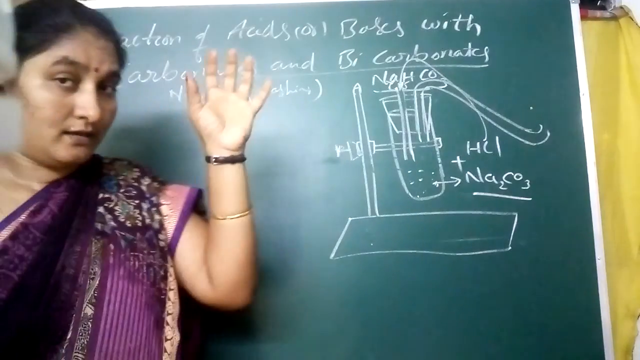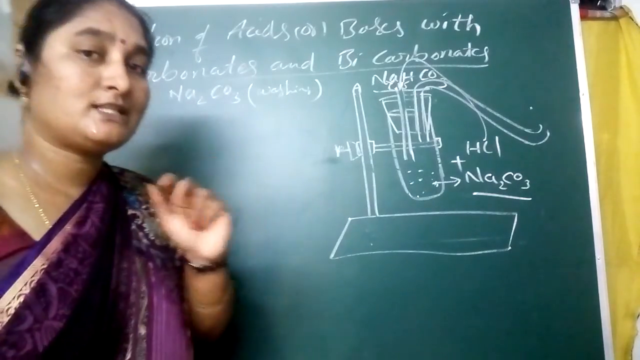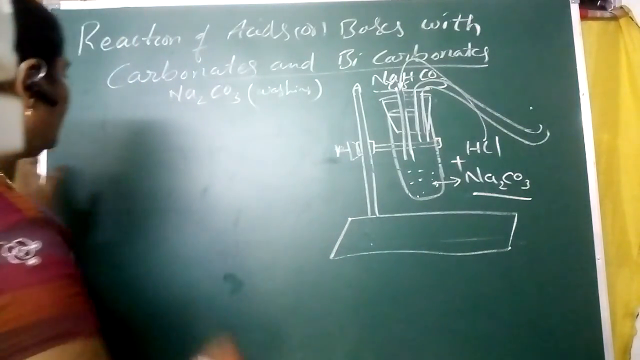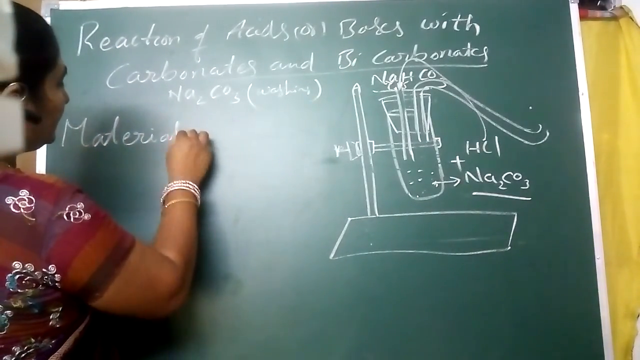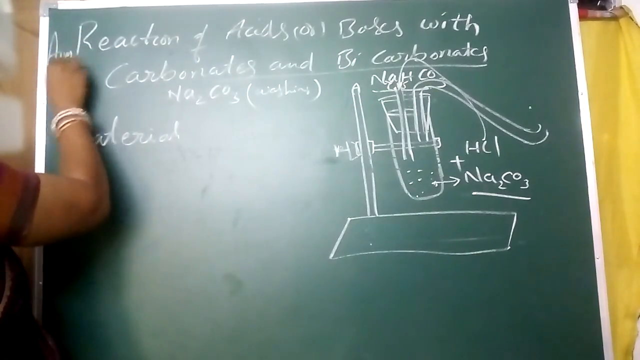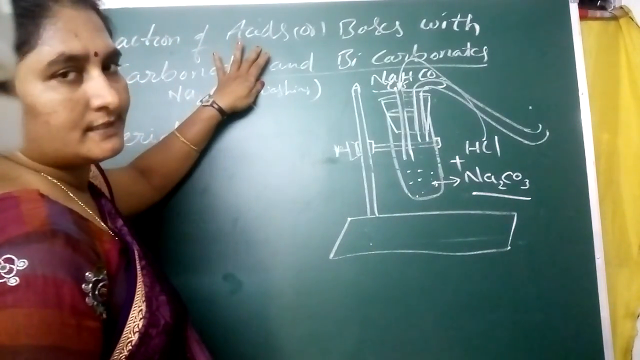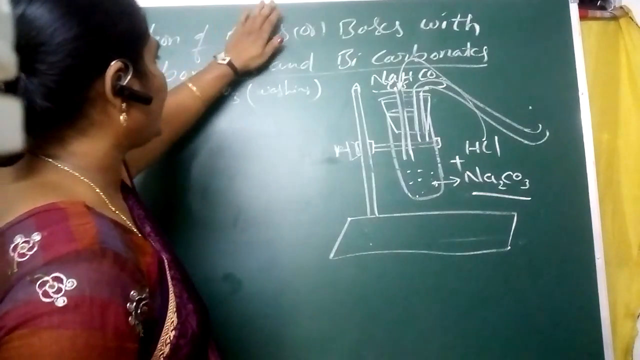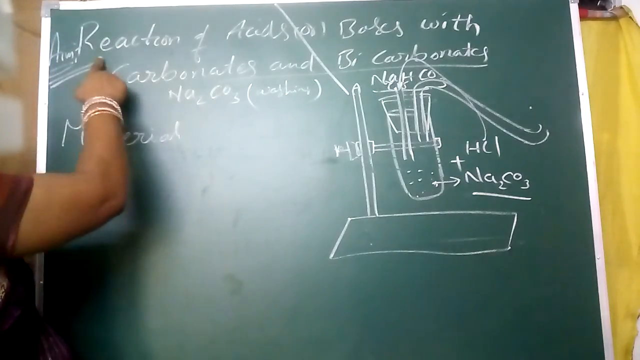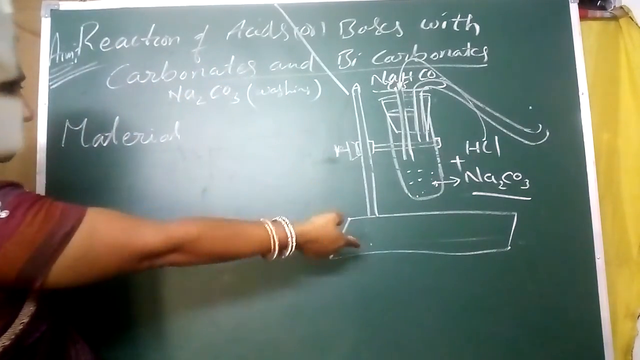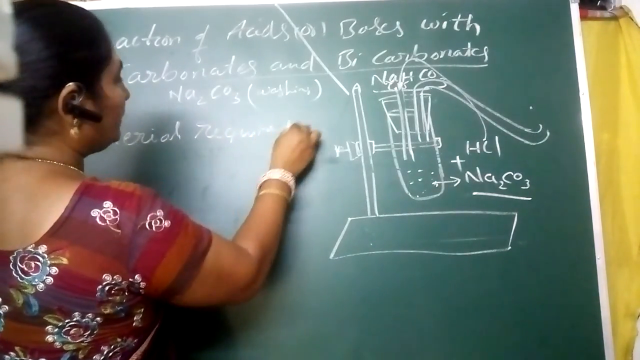Now there is one method to write the experiment. We already discussed it in earlier videos. What is that? First we have to write the aim. What is your aim? Aim is the heading. What is that? Reaction of acids with carbonates. You see, reaction of acids with carbonates. Now I am doing that experiment only. That is the aim of this experiment.